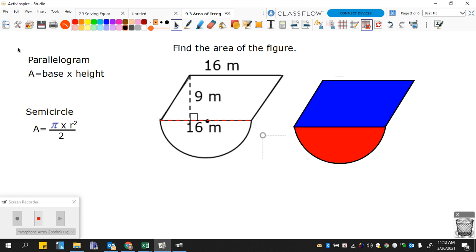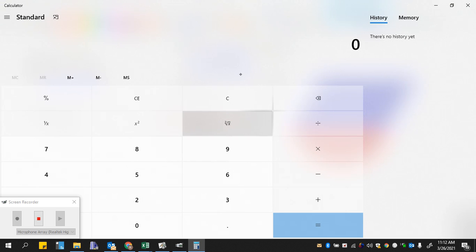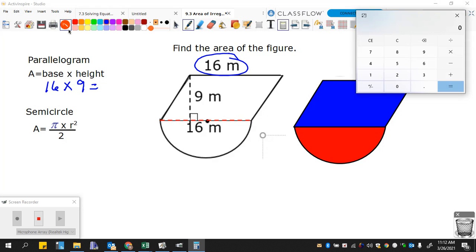So when we do that, this parallelogram, the base is 16. All right, so we're going to say 16 times 9. If I pull my calculator up, 16 times 9 is 144. So that is 144 square meters, okay?